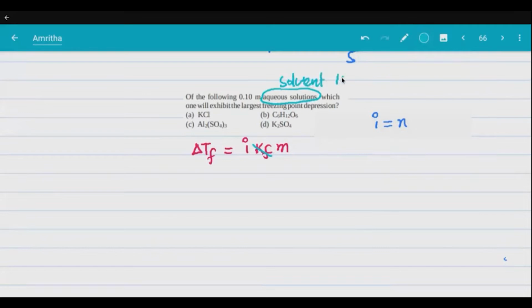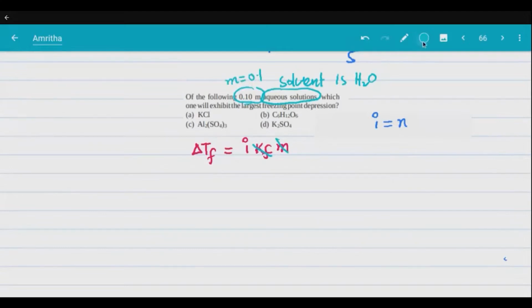Solvent is water, so Kf is same. We just need to compare where the largest freezing point depression means delta Tf is highest in which of the following solutions. Delta Tf is proportional to, we are just comparing, we are not calculating, so don't worry about Kf. And molality also, because they're saying it's the same, right? So molality is 0.1. This is same.